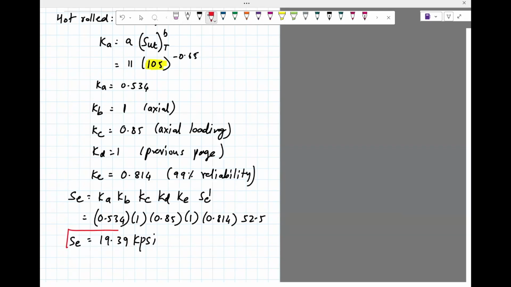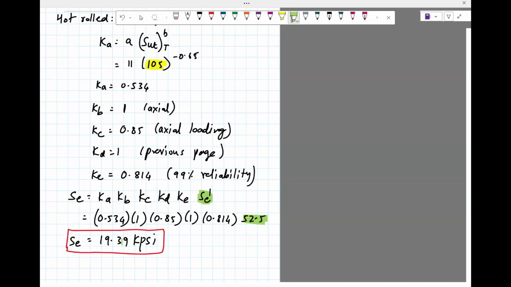Okay, so what you notice here is that even though Se prime is 52.5, the effect of these factors brought it down to 19.39. So the specimen, which is pretty strong in room conditions in the lab, becomes kind of weak when you take it to the field. This is what it brings. It drops it by a factor of almost 2.5.